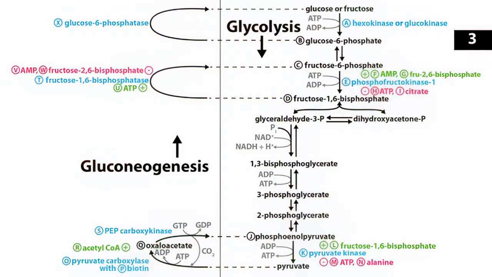Then letter X is the enzyme glucose 6-phosphatase, which converts glucose 6-phosphate into glucose. So there are 4 unique enzymes in the gluconeogenesis pathway: pyruvate carboxylase, PEP carboxykinase, fructose 1,6-bisphosphatase, which is the rate limiter, and glucose 6-phosphatase. So make sure you know those enzymes.